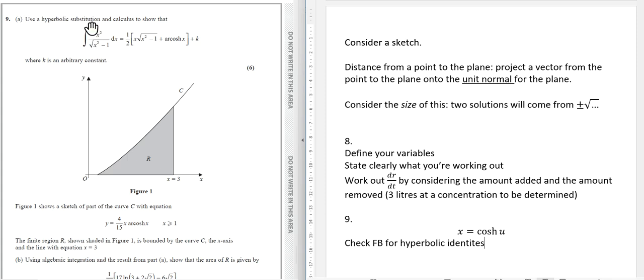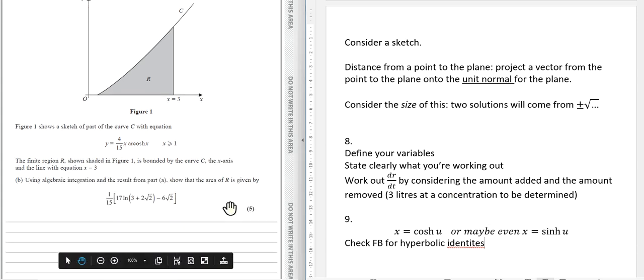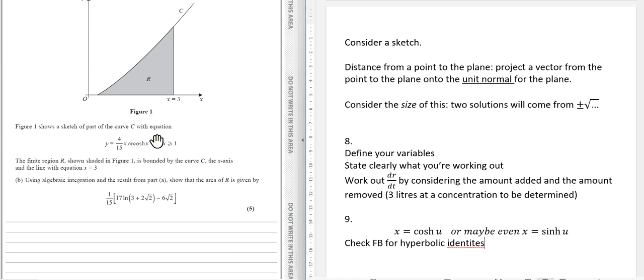It's possible that you need a different one. Thinking about those identities, because of the x squared on the top, it might even be that you need x equals sinh u or something else. You'd have to play around with it for yourself. This next bit talks about the sketch of a curve with this equation, and you're using algebraic integration and your result to show that the area is given by this exact result.